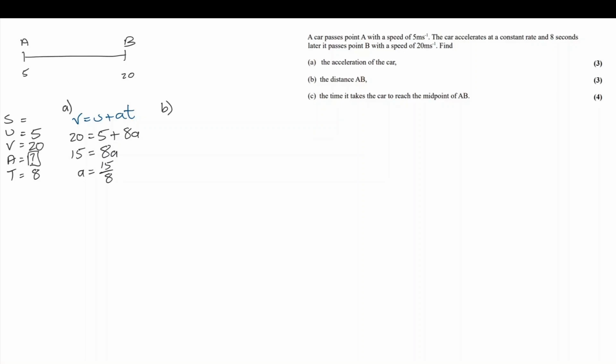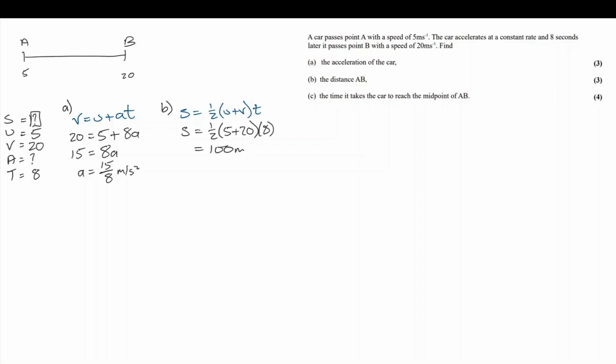Part B wants us to find the distance from A to B. So we can use the same variables, but this time we're looking for displacement. For the formula, let's go for s equals half u plus v, times t. Substituting in, 5 plus 20, multiplied by 8 and divided by 2, that gets us 100. The displacement is 100 meters. The distance from A to B is 100 meters.